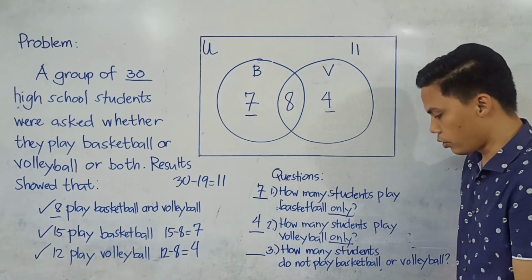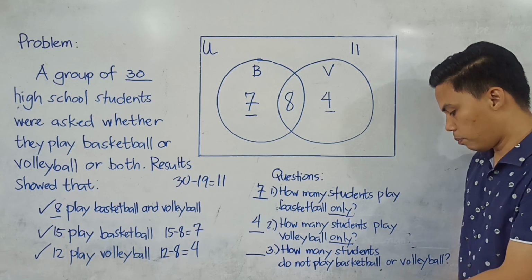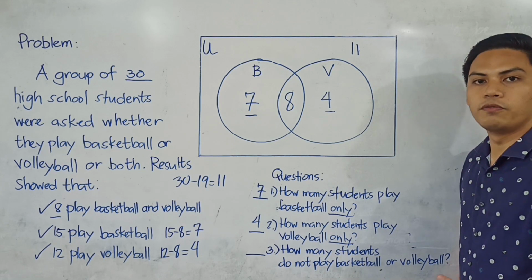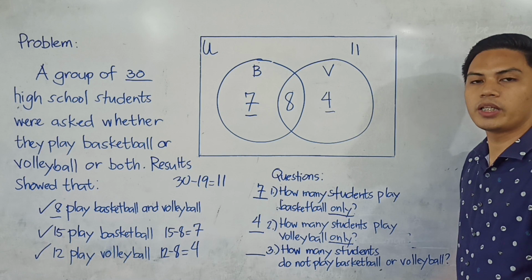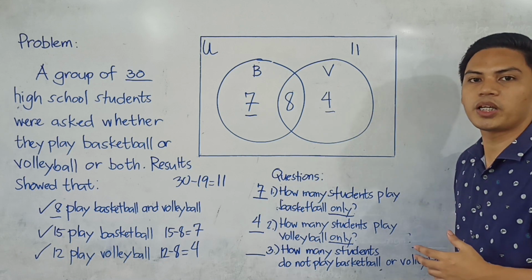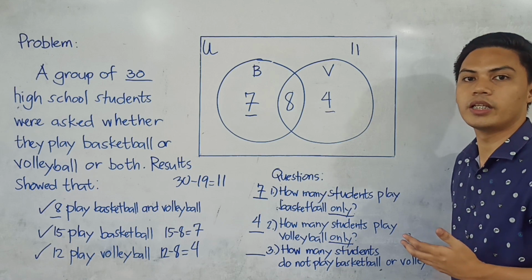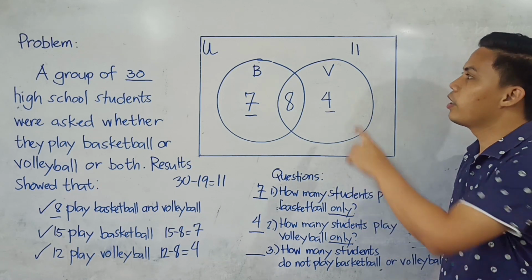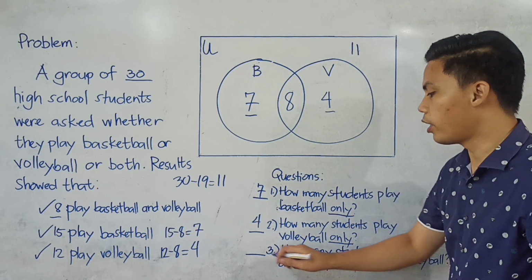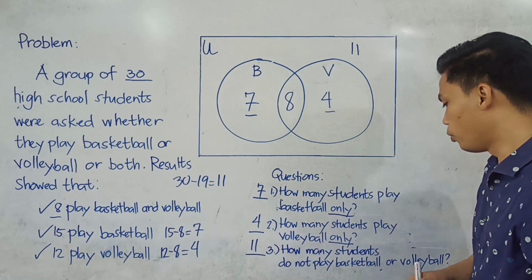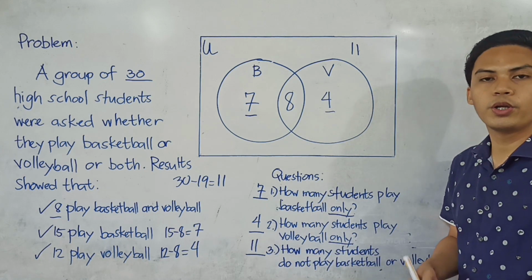Next, last question. How many students do not play basketball or volleyball? So, saan region ng Venn diagram natin ito makikita? Okay, sa labas ng dalawang sets or dalawang circles natin. So, the answer would be 11. So, there are 11 students who do not play basketball or volleyball. Now, it's your turn. Try to answer the following questions.